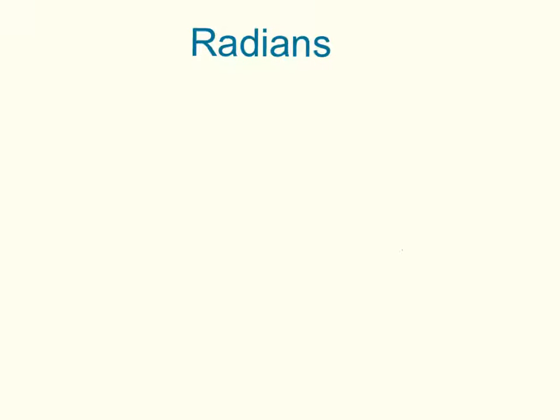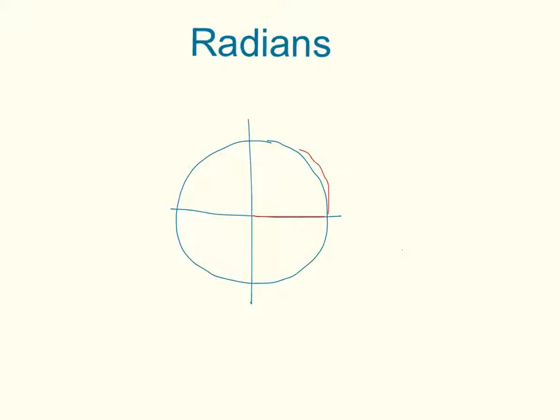Radians is a unit of measure for angles. To understand radians, we're going to look at a circle. If we look at one radius length, this radius length here would be the same going in any direction. If I take that length and go around this circle, that's about 1 radius. This angle right here would be equivalent to 1 radian.